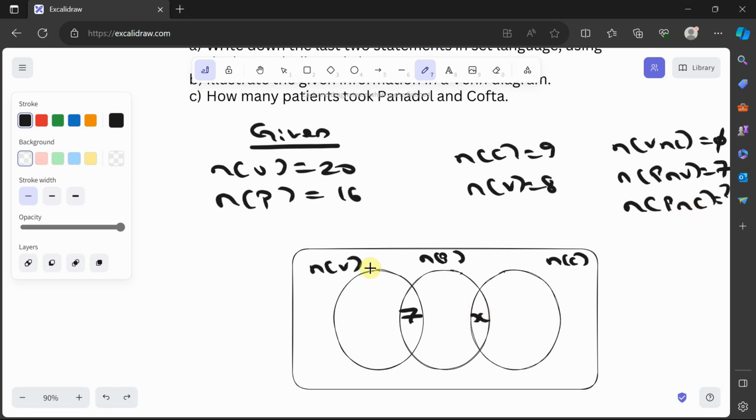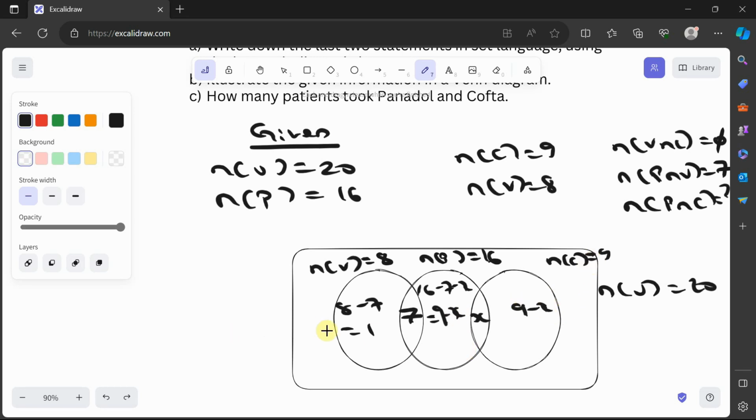So people that do Vicks, how many are they? They are 8. People that do Panadol, how many are they? They are 16. People that do Kofta, they are 9. And the total number of people is 20. If I want to find people that do Vicks only, this place here, that will be 8 minus 7, which gives me 1. People that do Panadol only, there are two intersections there, so I have to take those out. That will be 16 minus 7 minus x. 16 minus 7 is 9, so this is 9 minus x. And people that do Kofta only will be 9 minus x.